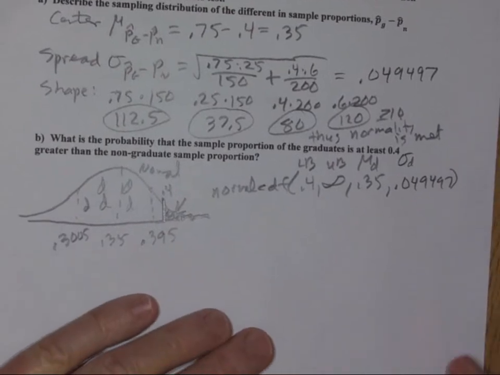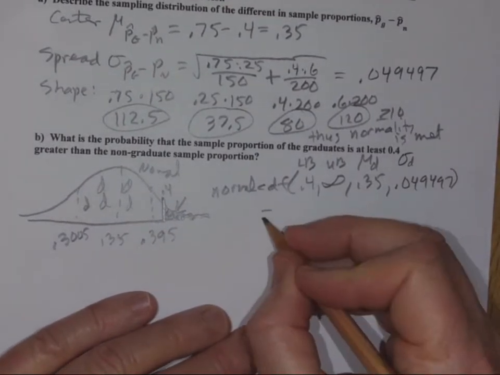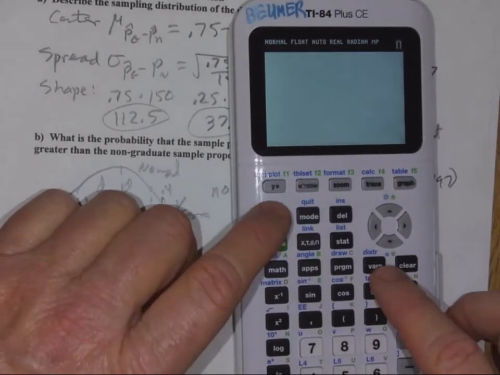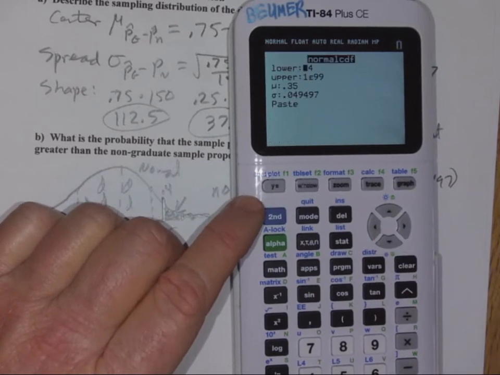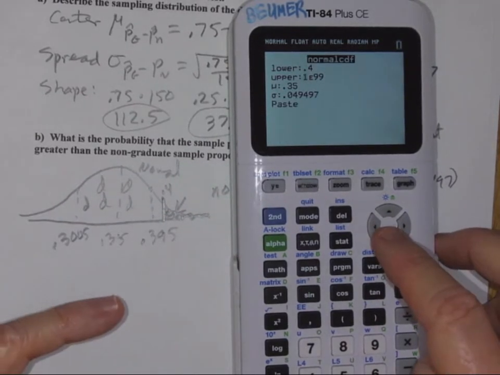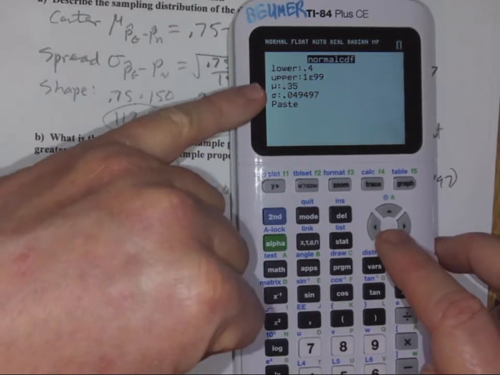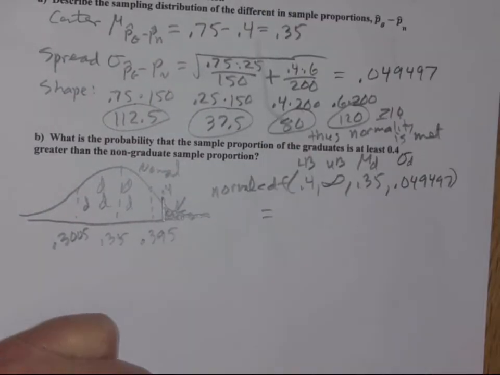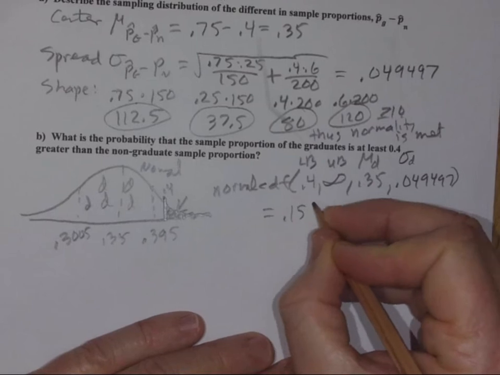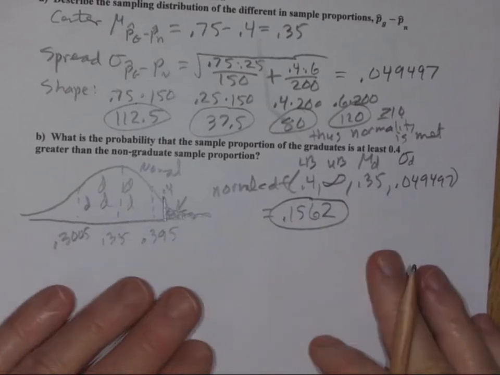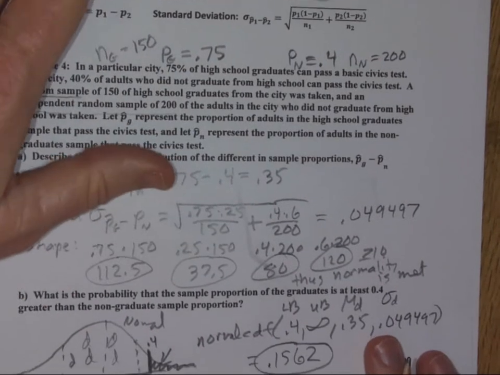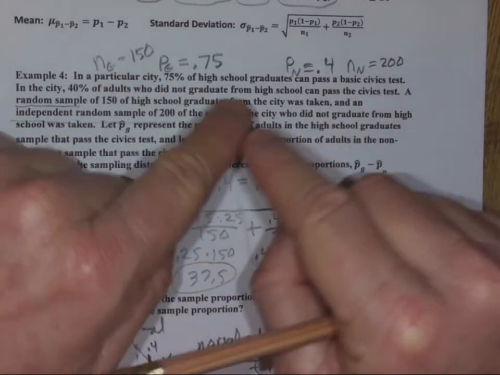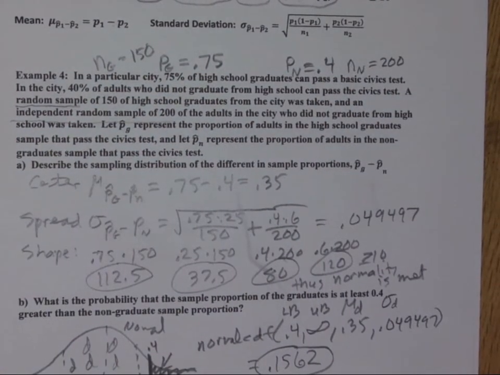0.049497. And so when you enter that into your calculator with normal CDF, in fact, what the heck, let's do it. I would go second distribution and go to normal CDF, and we are going from 0.4 to infinity, with 0.35 and that standard deviation. And then, boom, 0.1562. And so that is the probability that if you were to randomly select 150 from the graduates and 200 from the non-graduates, and subtract those two sample proportions, you would get 0.4 or more.